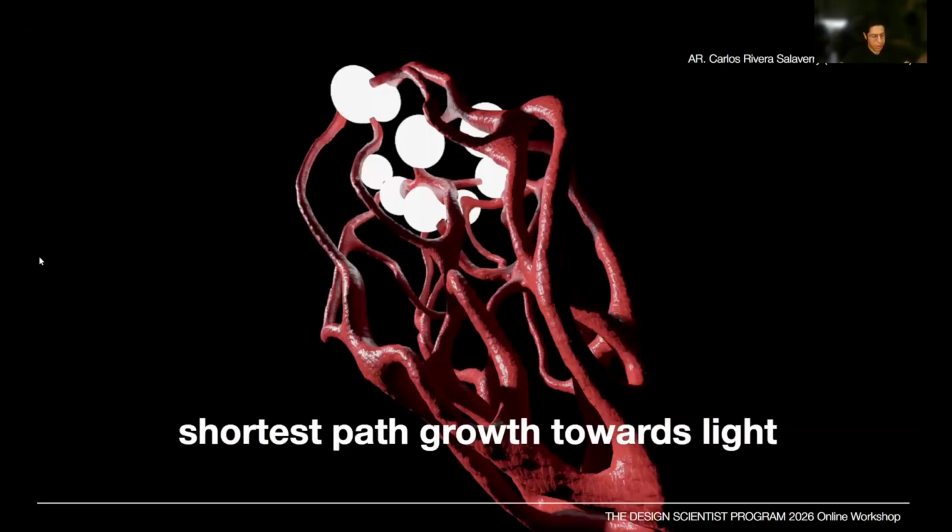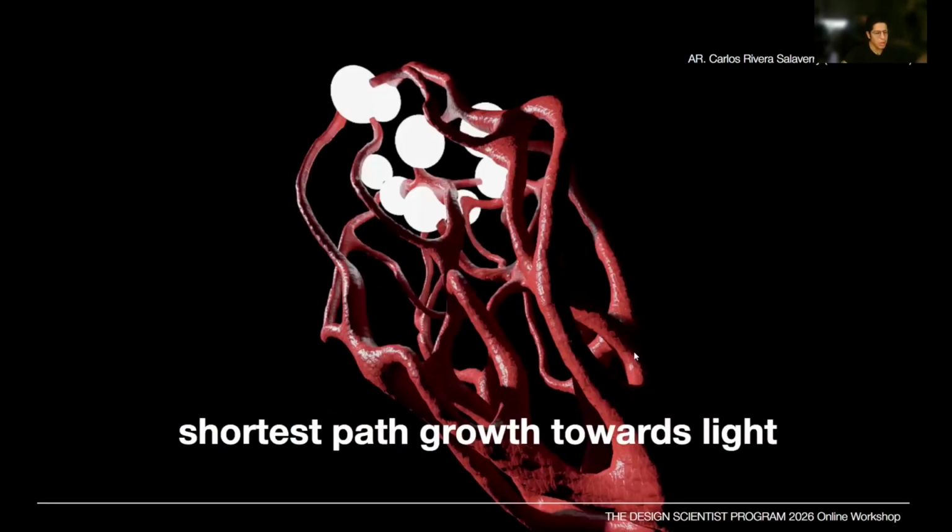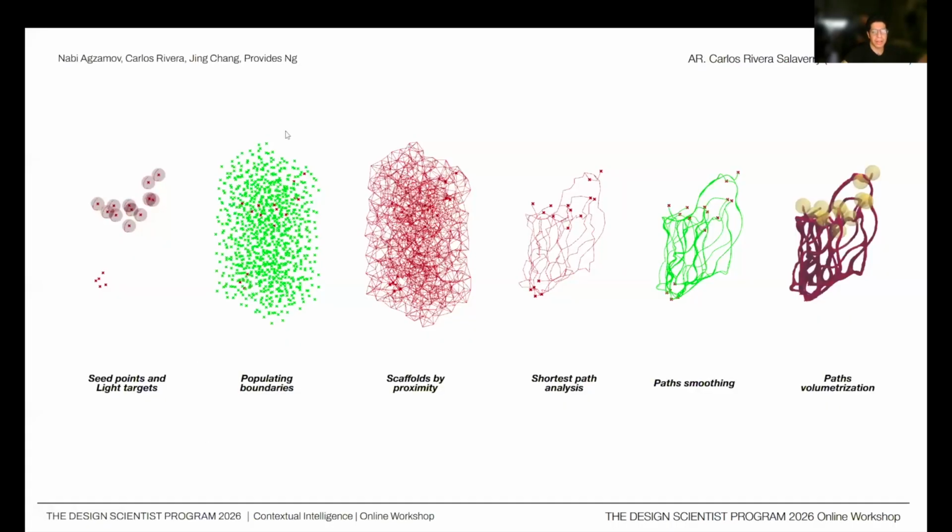And well, we are going to talk a little bit about what we're going to be doing in the workshop in the Grasshopper section. We're going to be reviewing a couple of algorithms which take biomimicry for the definition, and we're going to be reviewing navigation, behavior, and response. For navigation, we're going to work with the shortest path growth towards light, which I already talked about a little bit before. This is going to be a little bit of the workflow. I'm not going to go deep into this right now; we're going to see it tomorrow.